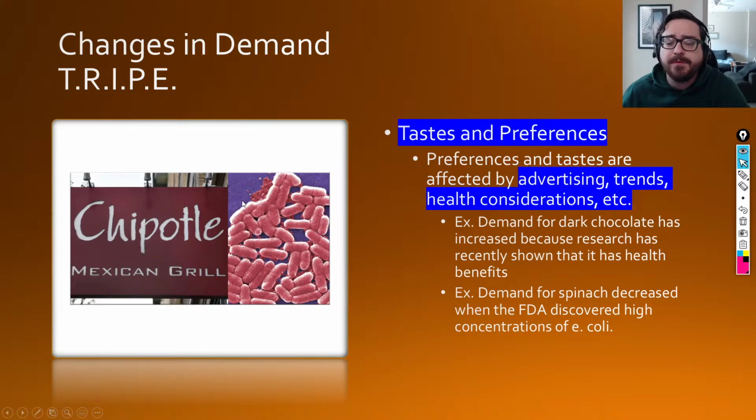coli outbreak. People wanted Chipotle less. They didn't want Chipotle as much because there's this risk of disease. So that would decrease the demand.